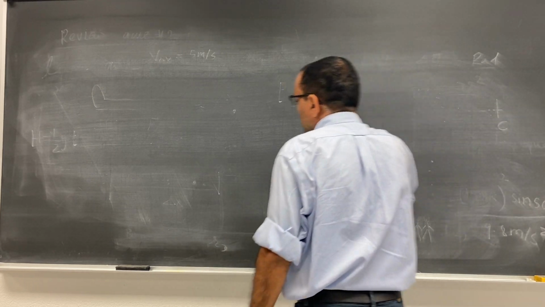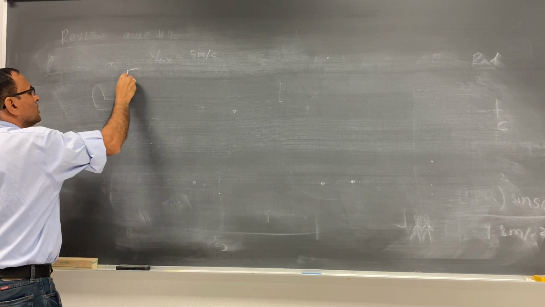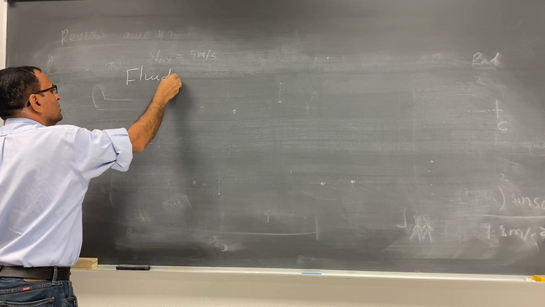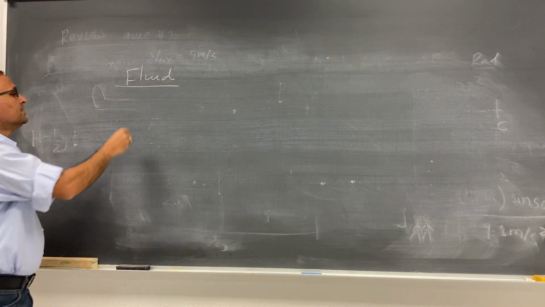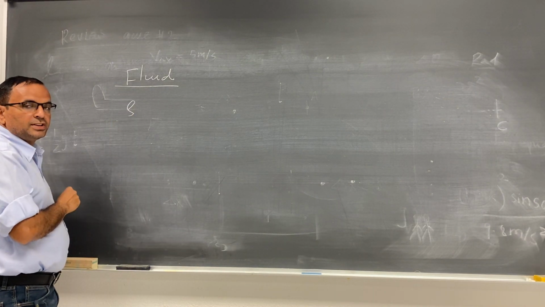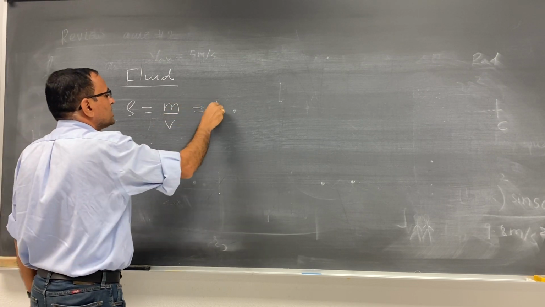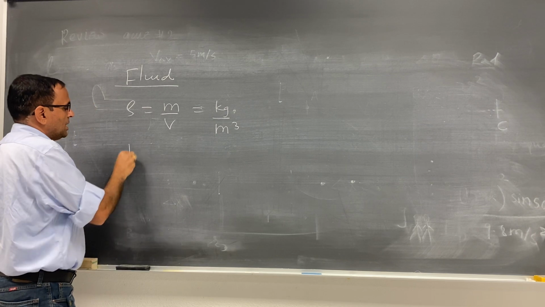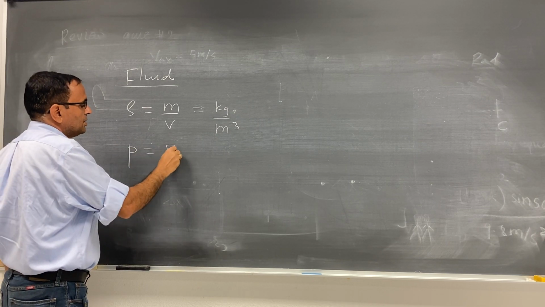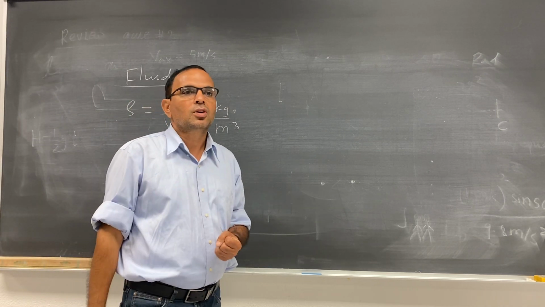And you also have to learn fluids. You start from the density. Density is simply represented by rho, which is mass divided by volume. This is in kg per meter cube. And you have a formula, pressure P equal to force divided by area. This is pressure, force per unit area, that is called the pressure.